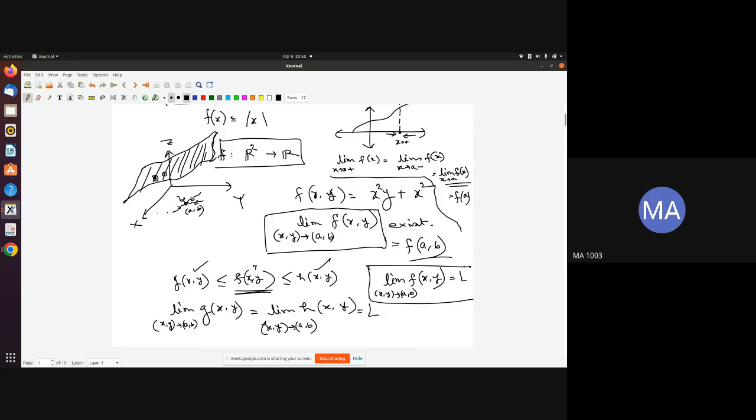But as a concept, is this clear? That is what we have to do for finding the limit. Yes, sir.